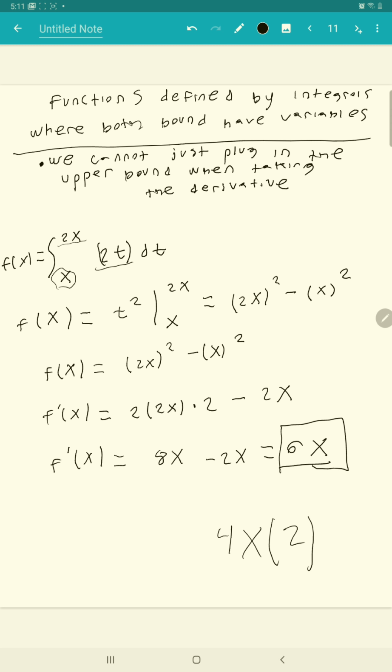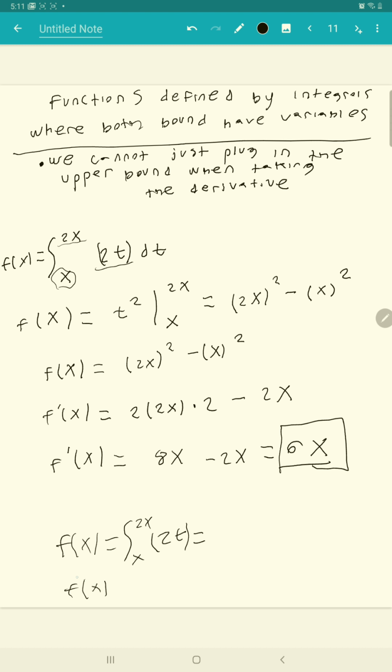If someone just forgot and were like, okay, f of x equals the integral of 2t, I can just plug in 2x in for t, and I'll just do 2 times 2x, and then we have to do the chain rule, right? And they'll be like, okay, that's the answer. Well, no, that's not the answer. We have to account for this x, because when we take this integral, that is going to have its own derivative, which we will see is negative 2x. So this is going to come out to be 6x.